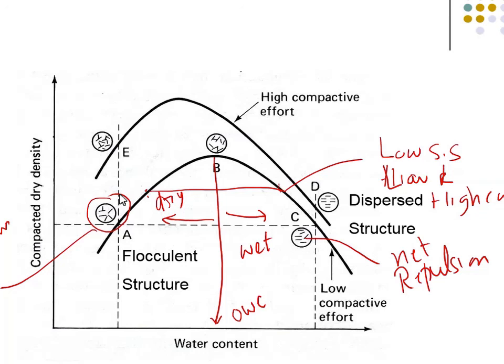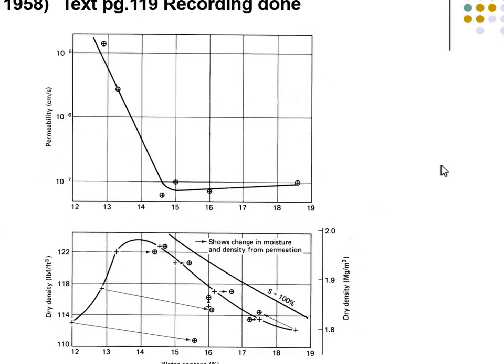On the other hand, let's think about a project where I need to build a fill which should have low permeability because it is for a liner. In that case, I should be on the wet side of optimum, because I want to have low permeability. Okay, so keep in mind that soils, depending on whether you are on the dry side of optimum or wet side of optimum, can have very different engineering properties.